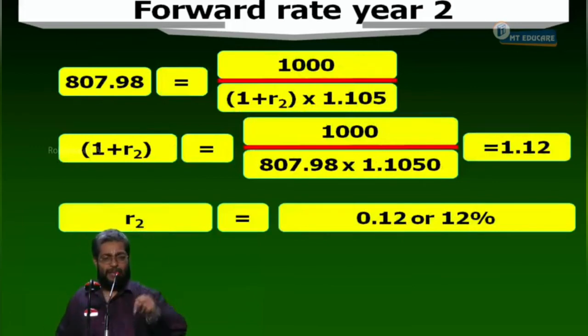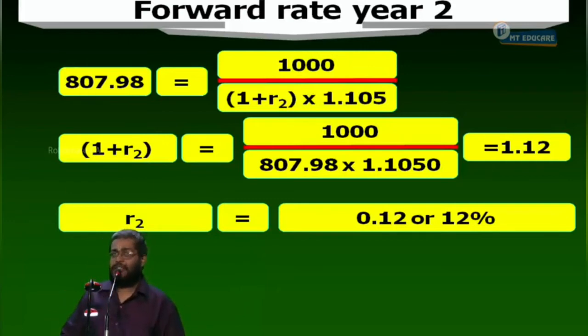So, a 1 year bond has a yield of how much percent? 10.5%. A 2 year bond has a yield of how much percent? 11.25%. On an average, 11.25%. And the second year yield will be how much percent? 12%. Is the understanding okay up to this? Everybody yes or no? Now, this can be further simplified.